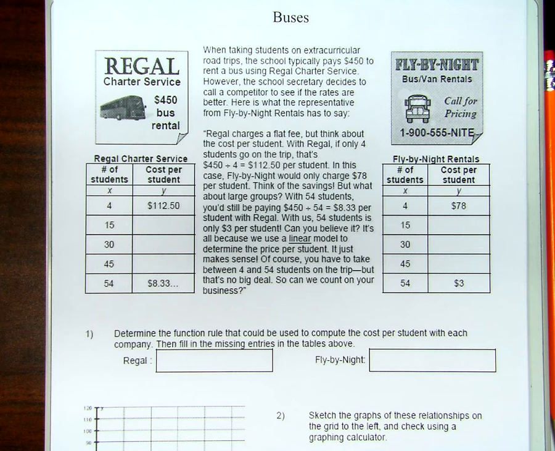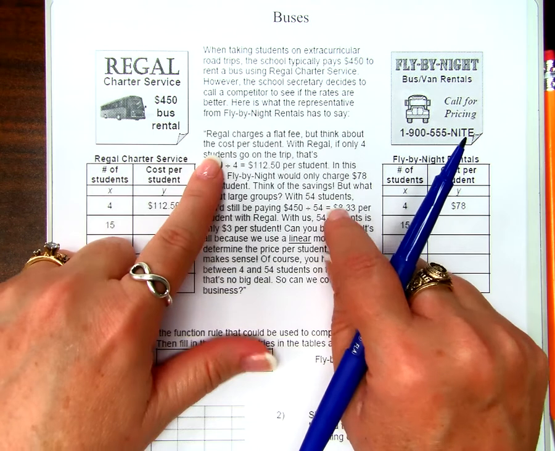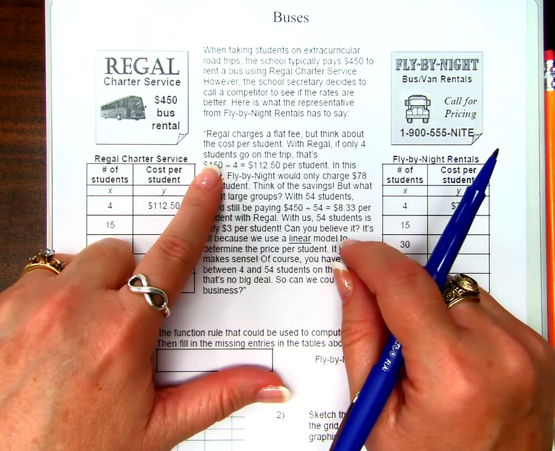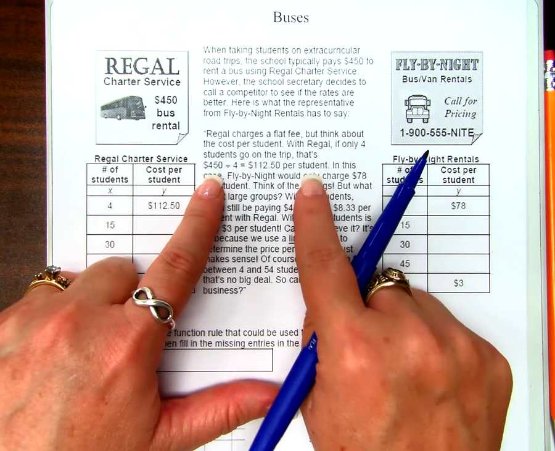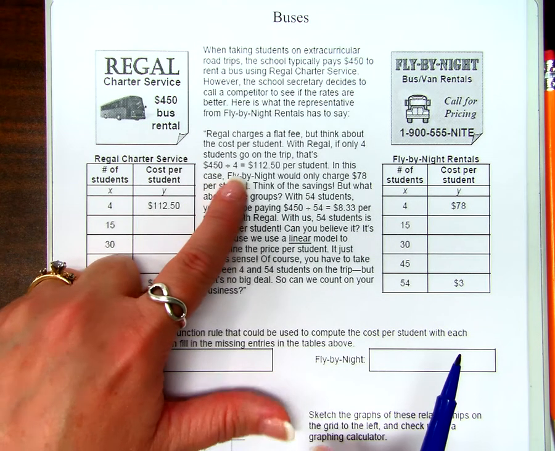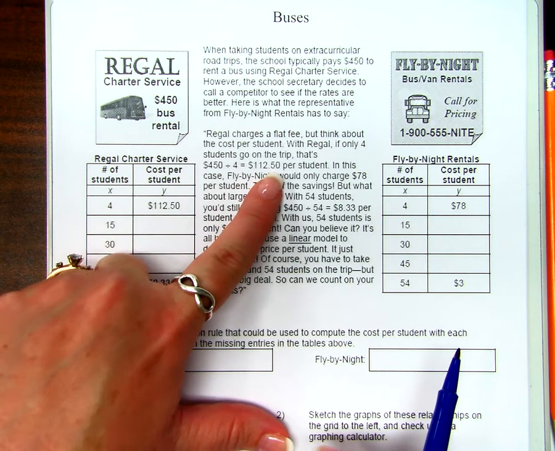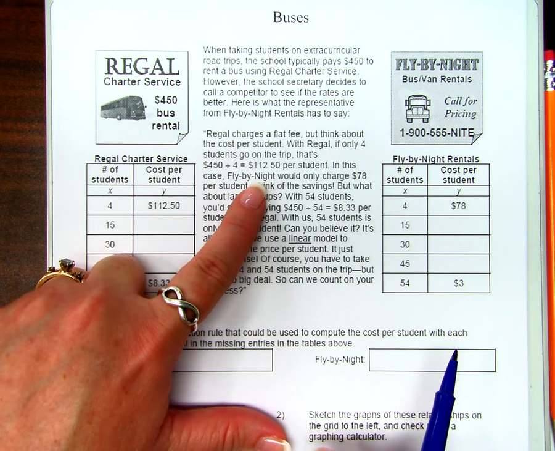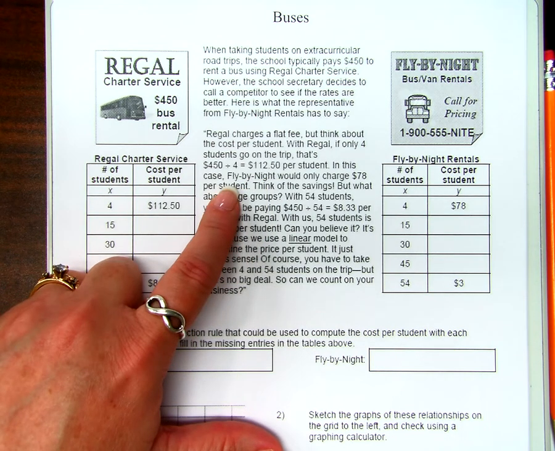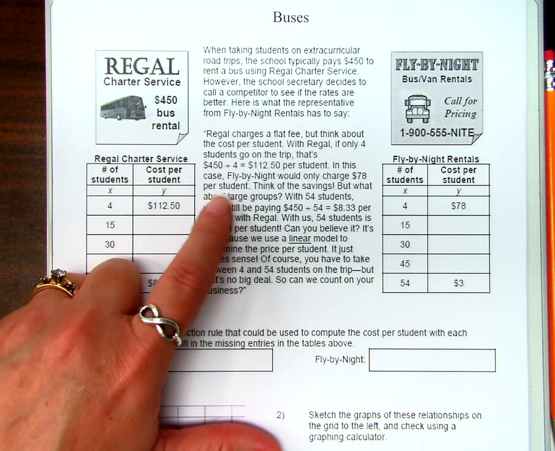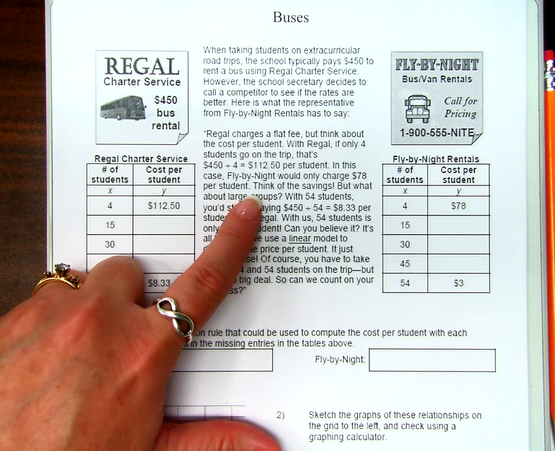Well, Regal charges a flat fee. But think about the cost per student. With Regal, if only 4 students go on the trip, that's $450 divided by 4, which is $112.50 per student. In this case, Fly By Night would only charge $78 per student. Think of the savings!